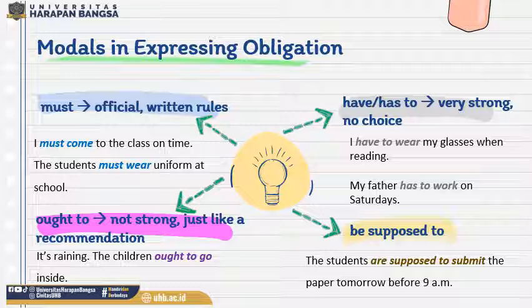Kita lihat contohnya. I have to wear my glasses when reading. Saya harus memakai kacamata ketika membaca. Jadi sebenarnya tidak ada peraturan tertulis kalau kita harus memakai kacamata ketika membaca, ya. Tapi ada konteksnya, ada backgroundnya, ada latar belakangnya. Ternyata mata saya minus. Jadi saya harus memakai kacamata ketika membaca agar saya bisa membaca dengan jelas. Kalau saya tidak memakai kacamata, maka saya tidak bisa membaca dengan jelas.